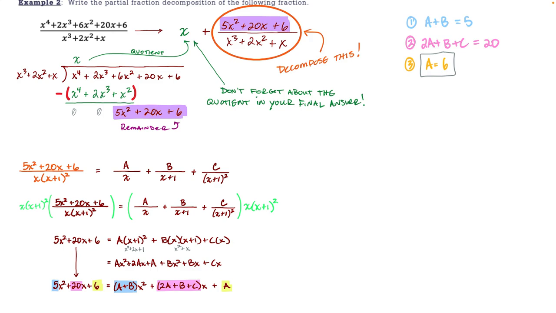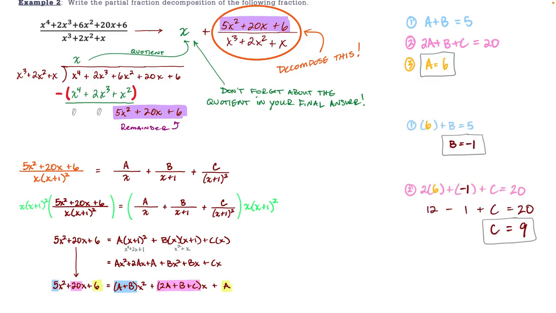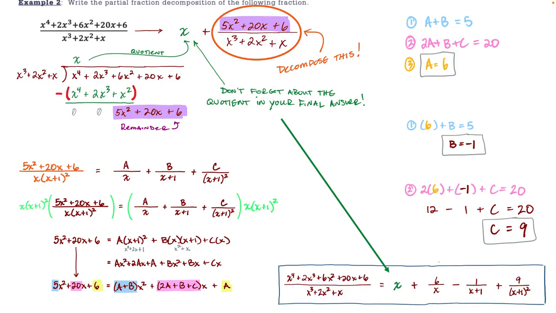Once again, third equation, a is already 6, so we can substitute that back in a few different places and find out what our coefficients are. A is 6, b is -1, c is 9. That means in my answer I have my quotient term x in green, and then 6 over x, -1 over x plus 1, and 9 over x plus 1 squared. And there's my decomposition.